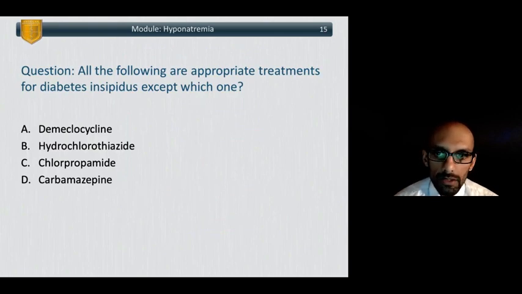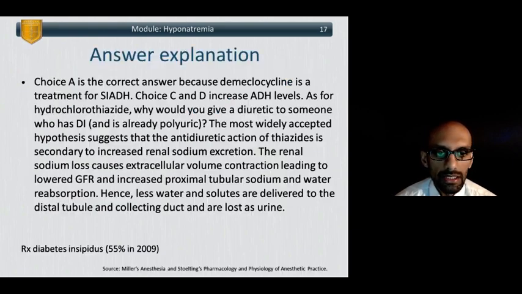So, all the following are appropriate treatments for diabetes insipidus, except which one? Choices include demeclocycline, hydrochlorothiazide, chlorpropamide, or carbamazepine. So of all of these, demeclocycline is not used to treat DI. Okay, that's actually a treatment for SIADH. Chlorpropamide and carbamazepine, okay, will help release arginine vasopressin and increase sensitivity. So those are appropriate choices for DI.